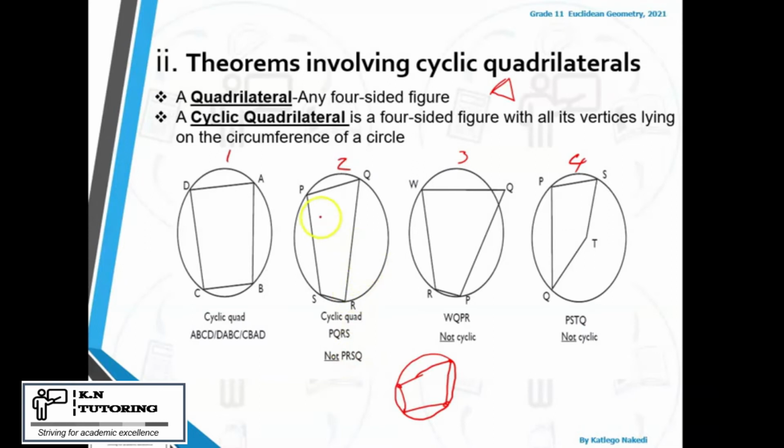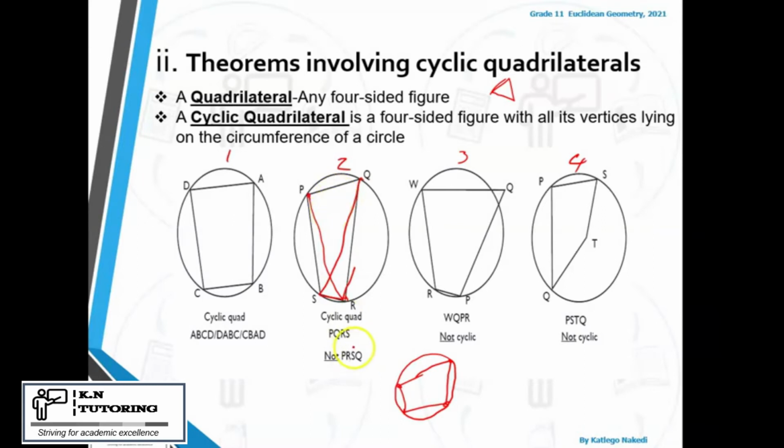Why? Because let's look at the pattern. For you to move from P to R, you're going to move like this: P, R, S, Q. So this is not a closed figure. It's not a 4-sided figure.